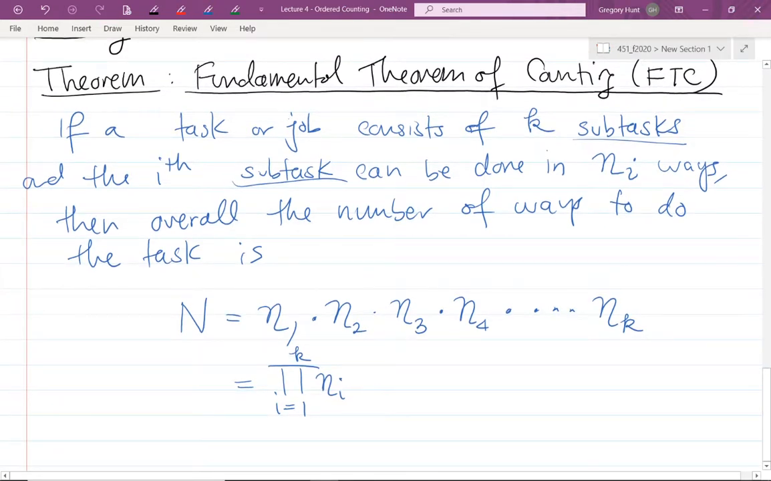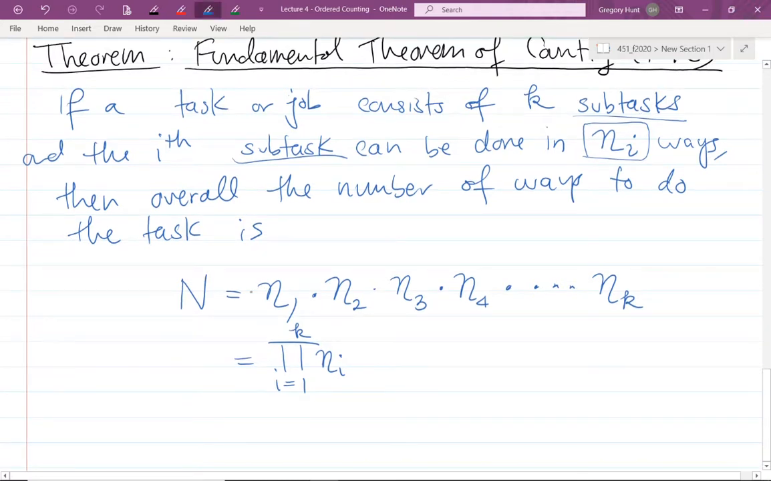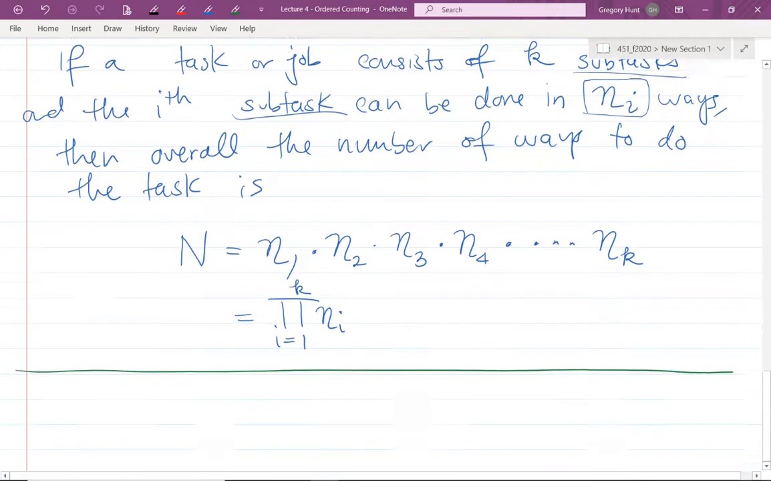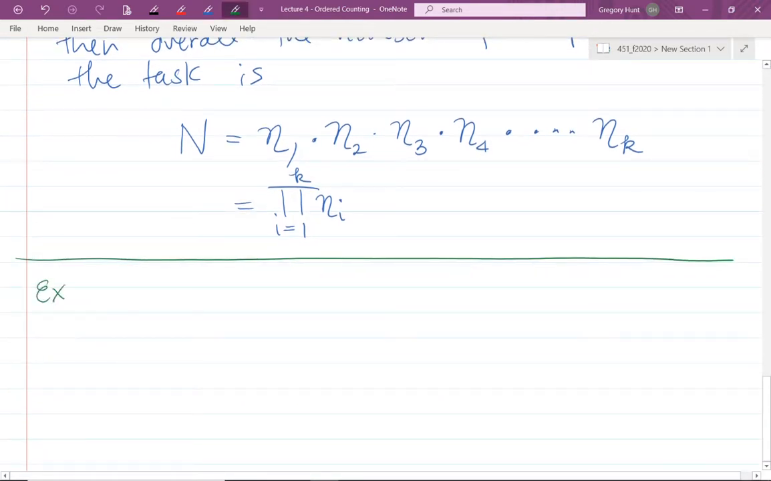So I'm thinking of doing some task. In order to complete the task, I must complete a series of subtasks. Each of these subtasks can be done in some number of ways. Let's say the ith one can be done in n sub i ways. Then the number of ways to do the overall task, which consists of completing the k subtasks, is the product of the number of ways to do each of the subtasks. Okay, let's talk about this more concretely with an example. I think it will make it much more clear.